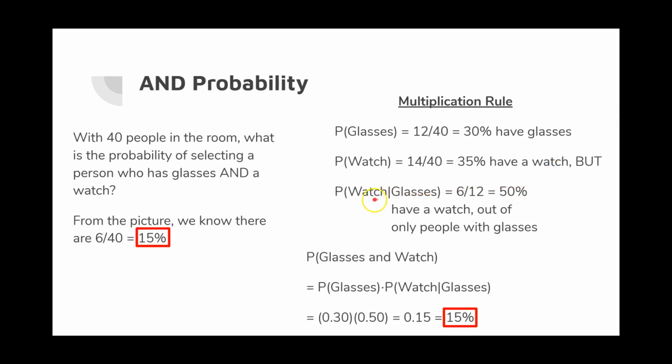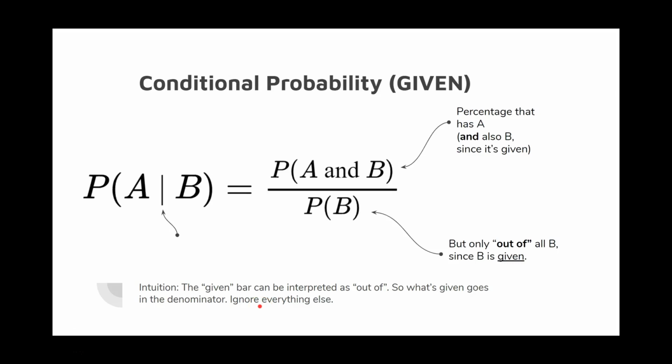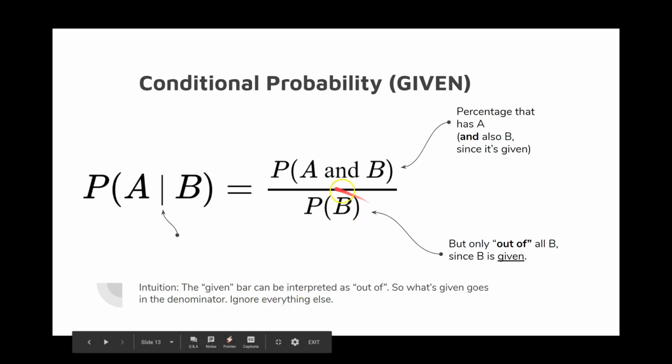If we wanted the probability of watch given they have glasses, it's out of only the people that had glasses, which are the 12 people. And what did we want out of those 12? Were the 6 that also had a watch. Not everyone, but only those out of the glasses. We can ignore everyone else. So those are the 3 rules. Hopefully this little video has given you a little bit more intuition on when we multiply, when we add, and when we change the denominator.